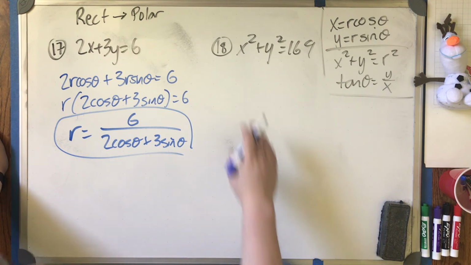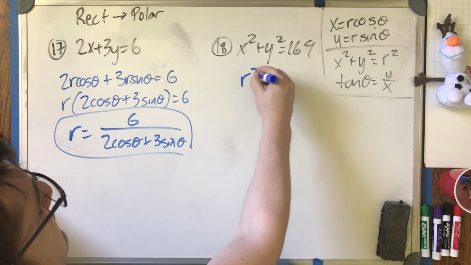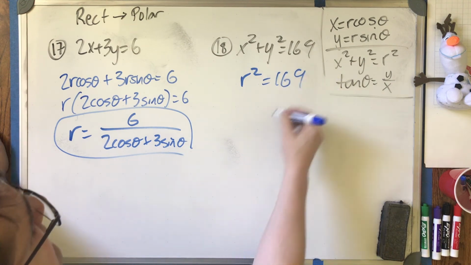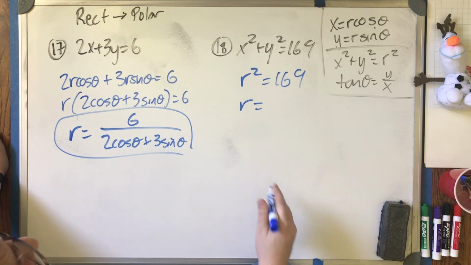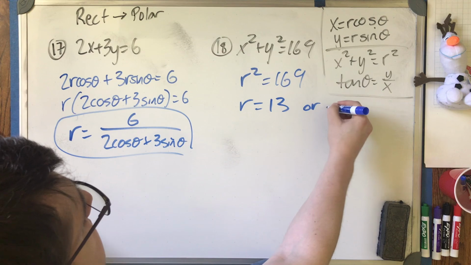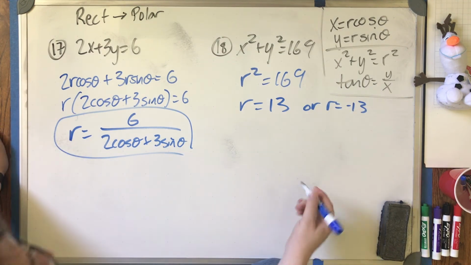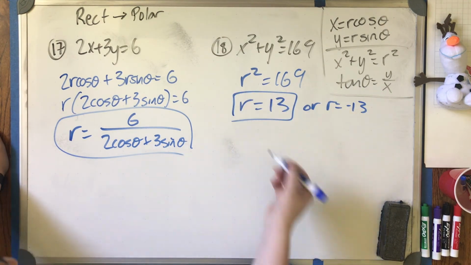18 is even easier. We have x squared plus y squared. We have a direct substitution. So we have r squared equals 169. We could take the square root of both sides. We'll get r equals 13, or we could say r equals negative 13. It really doesn't matter. And that's going to be our answer.